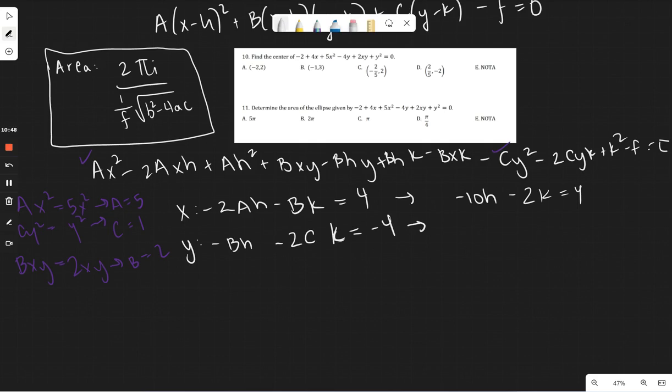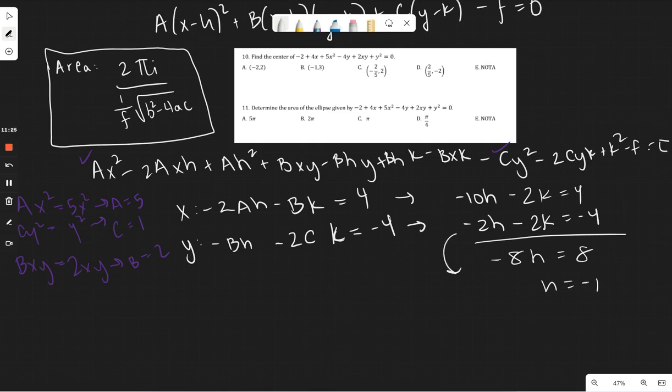So we have -bh, which is -2 times h, minus 2ck, so minus 2 times c, which is 1, times k, which we don't know, 2k, equals -4. Wow, this is crazy. We have the same coefficient for k in both of these. So what can we do? We can just subtract these equations, and we get that -8h equals 8. So h has to equal -1.